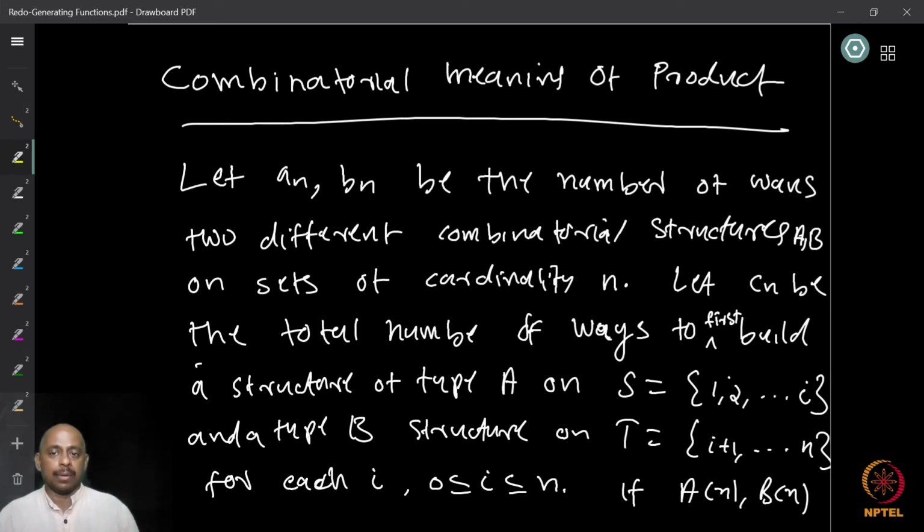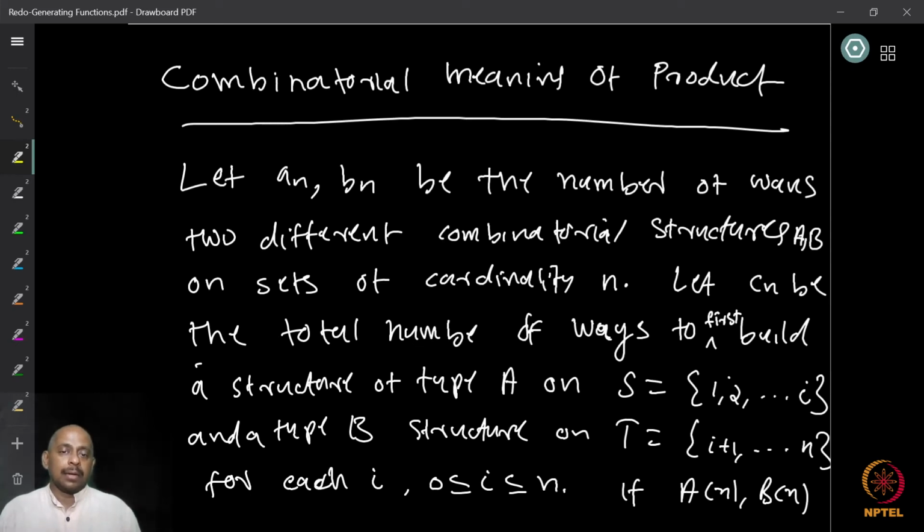There is an ordering we fix, and then on this set, let's say 1 to n, what I am going to do is that I want to first build a structure of this type A, right? Let's say we're talking about permutations. So I want to make permutations on the set, let's say 1 to i for some i.